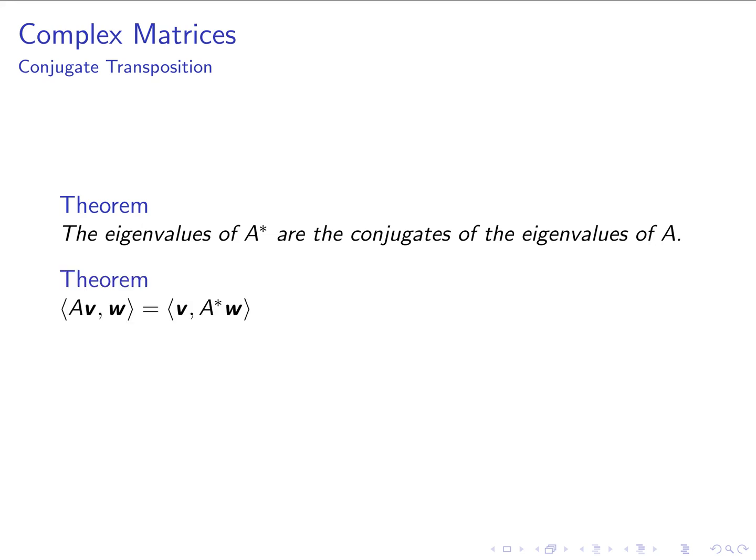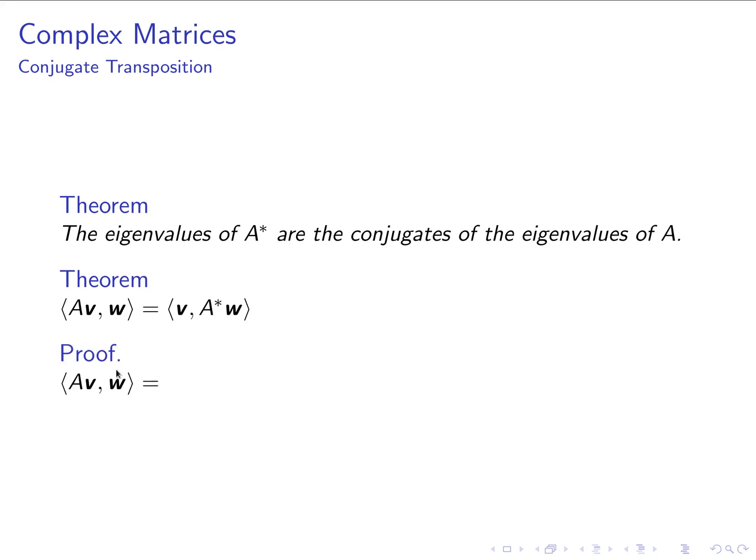Another thing that happens with conjugate transposition is that we can move a matrix around inside of inner products. So if we want to take the inner product of a matrix A times a vector v with another vector w, the result is always the same thing as moving A to the other side, but when we do that, we have to conjugate transpose that matrix. So Av inner product with w is always the same thing as v inner product with A star times w.